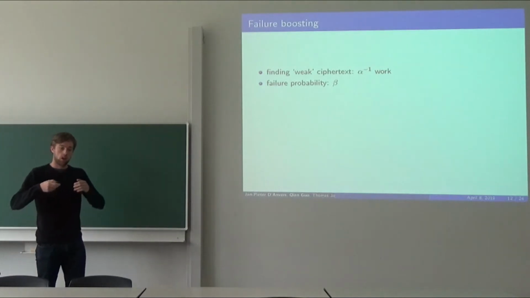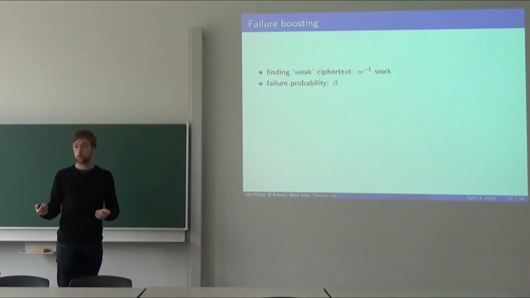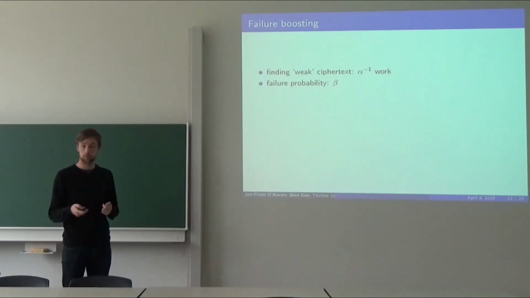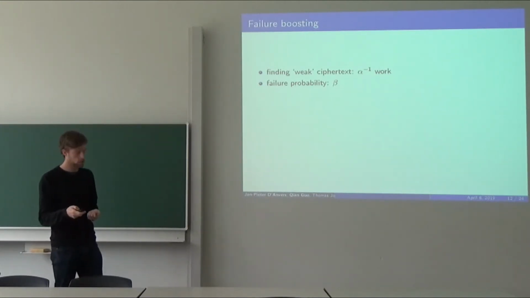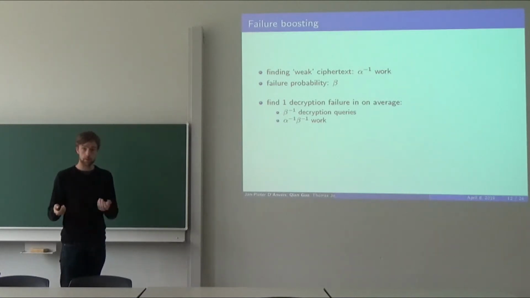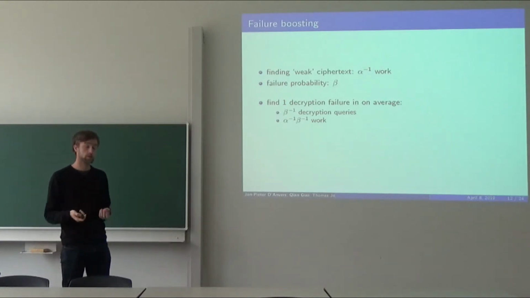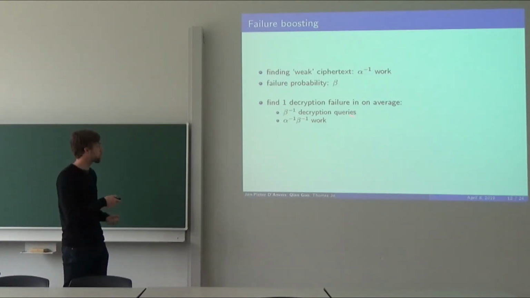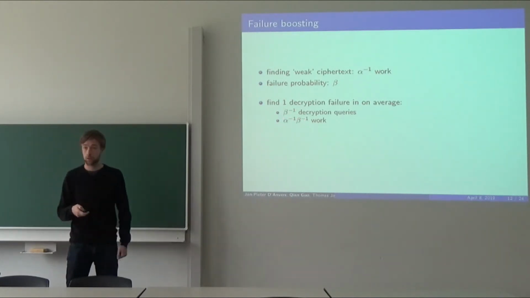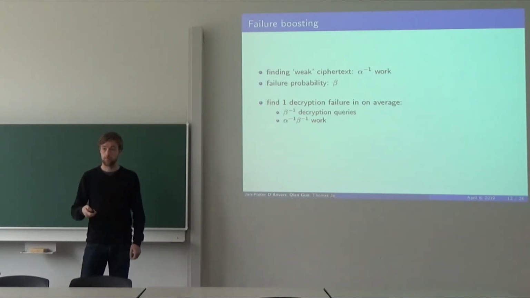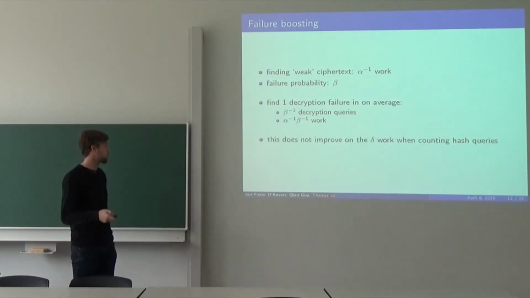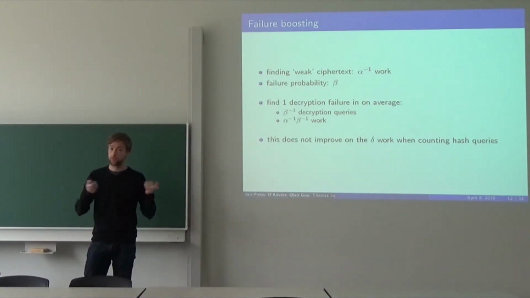So, to find a weak ciphertext, we need alpha^-1 work, on average. The failure probability, if we have a weak ciphertext, is beta. So how much work do we have to do to find one decryption failure? Well, we need beta^-1 decryption queries on average, and we need to repeat this whole process. For every one of these beta^-1 steps, we need to do alpha^-1 work. So in total, we need to do alpha^-1 times beta^-1 work to get one decryption failure. Does this improve upon the initial delta?